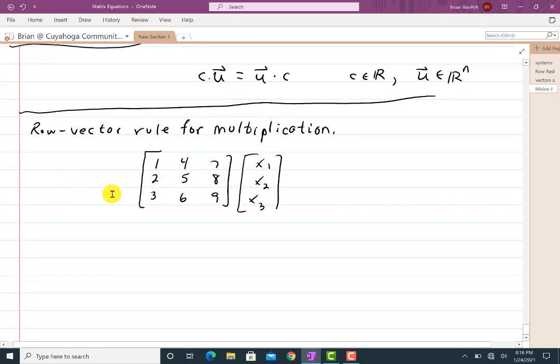What I do, and this is the way that you probably are used to it if you've ever seen this stuff before, I take this first row and I multiply it along these things. So I match the 1 with x1, and then I'll match the 4 with x2, and I'll add those. And then I'll match the 7 with x3. Then I'll move on to the next row, 2, 5, 8 times that again. So I have 2x1 plus 5x2 plus 8x3. And then I'll move on to the third row, 3x1 plus 6x2 plus 9x3.